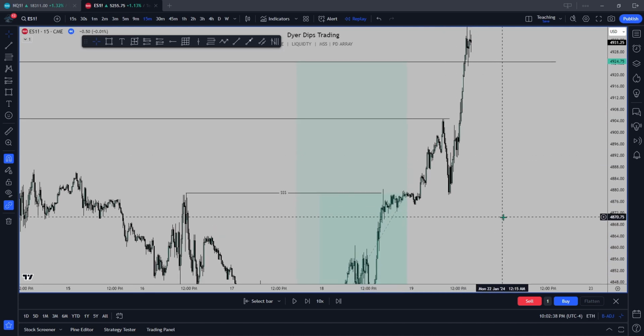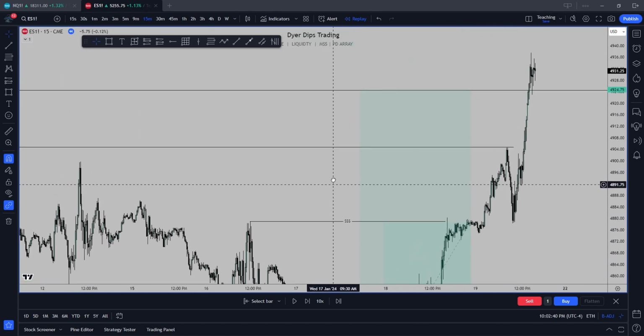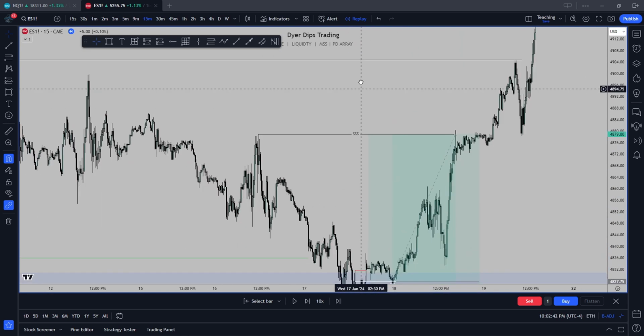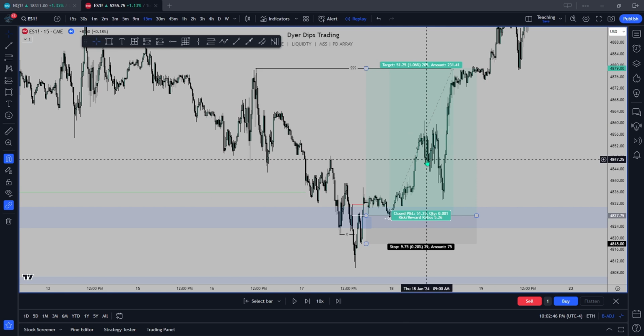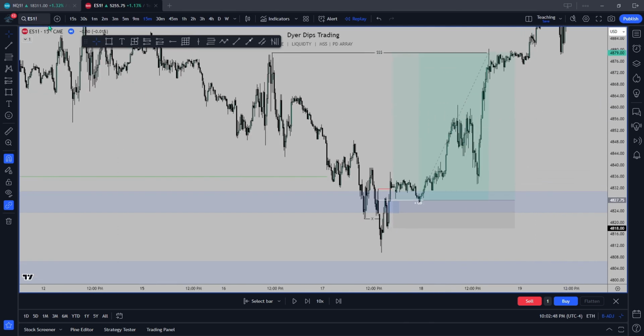Now, obviously, if you wanted to hold this for the entire week, you could have got a nice 10-to-1 trade, give or take. We were just looking at this one, 5-to-1 risk to reward trade. Really nice opportunity here on the S&P 500 or the ES futures.